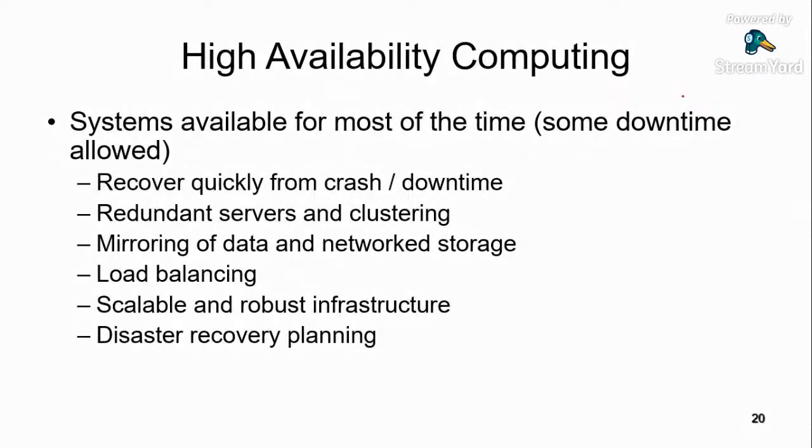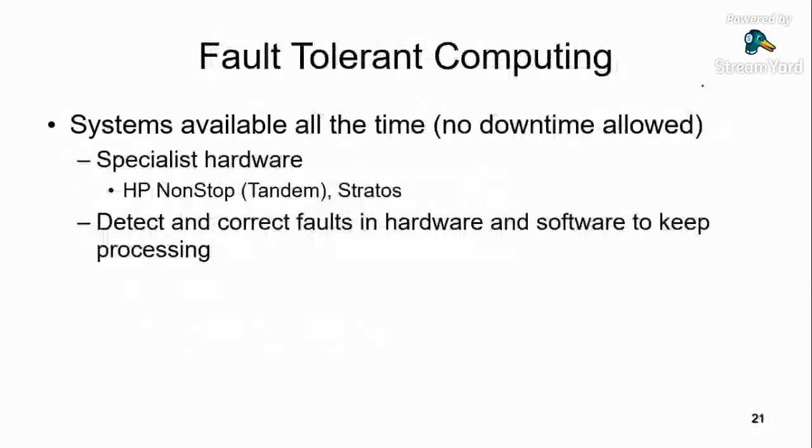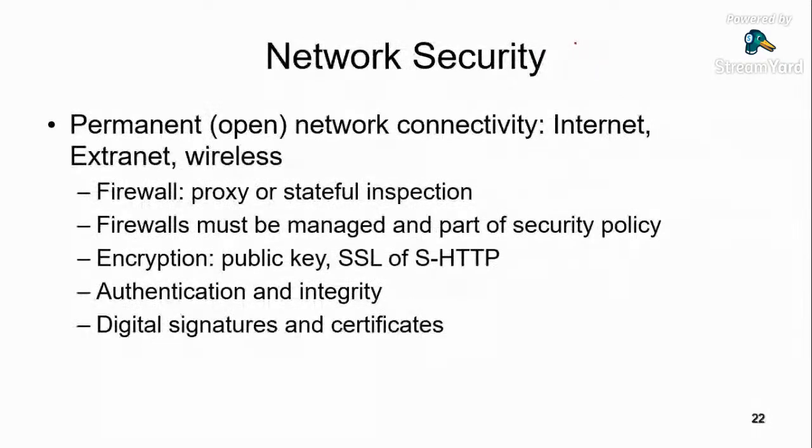High availability computing is one of the methodologies which allows us to implement security controls through software support and hardware support for continuous operation. Then fault tolerance: load balancing and mirroring are fault tolerance systems where, if one system crashes, it automatically switches to the other system. So fault tolerance systems are there.